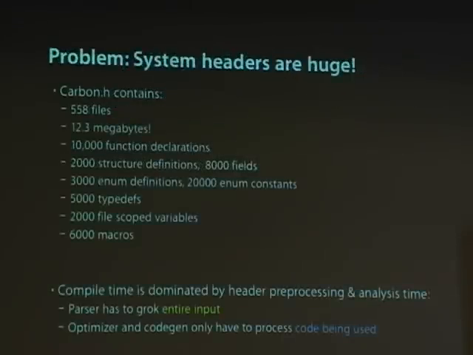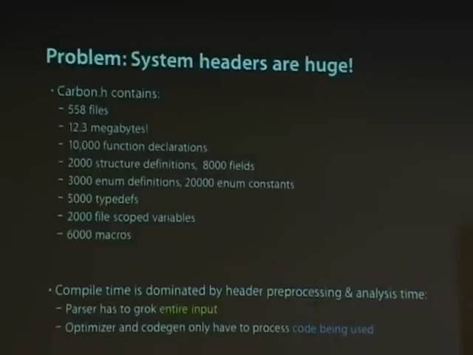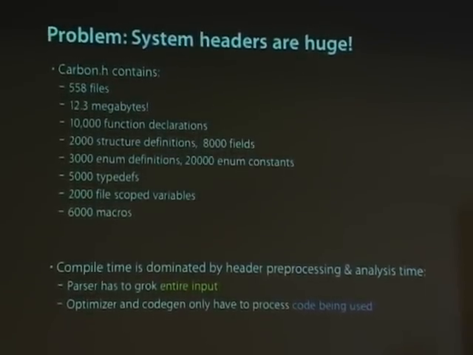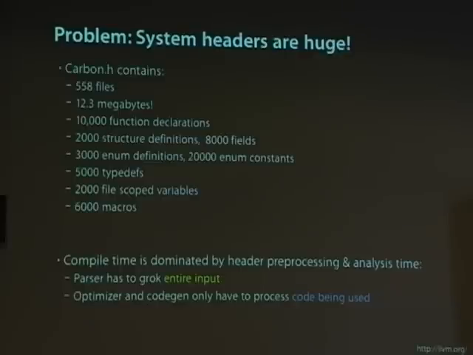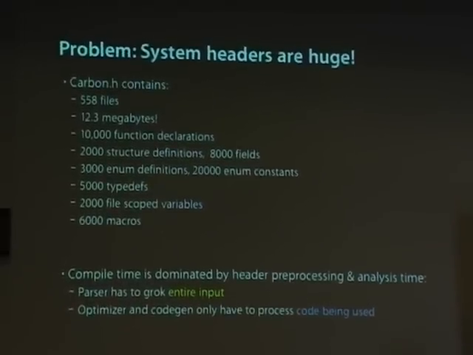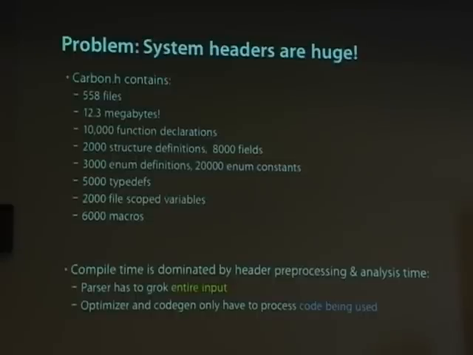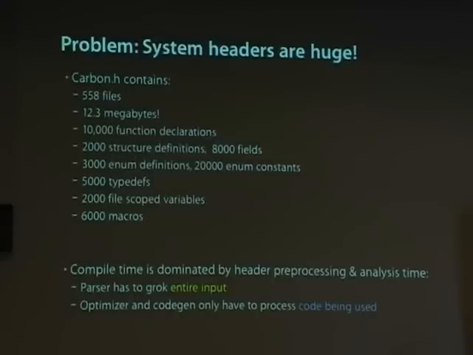And so the problem, of course, is that headers are huge. If you take your 10,000-line program that #includes carbon.h, your 10,000 lines of code are a pittance compared to the amount of code the compiler has to deal with. Carbon.h, for example, pulls in 558 different header files, all of which have to be looked up on the file system through multiple include paths, which probably have dozens of entries. The text for the headers alone is 12.3 megabytes, just for the headers.